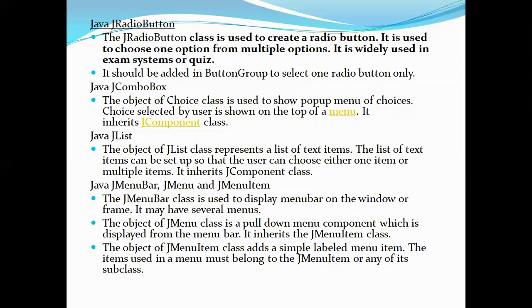Next is the Java JComboBox. The object of the Choice class is used to show a pop-up menu of choices. That is, JComboBox is used to show the menu of choices, and the choice selected by the user is shown on the top of the menu, and this JComboBox inherits the JComponent class.